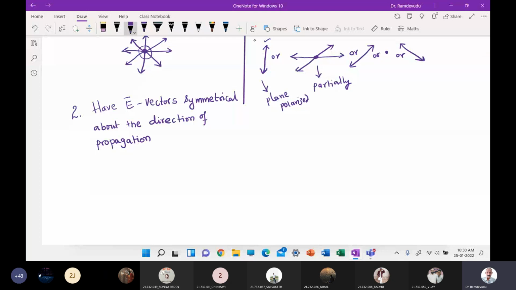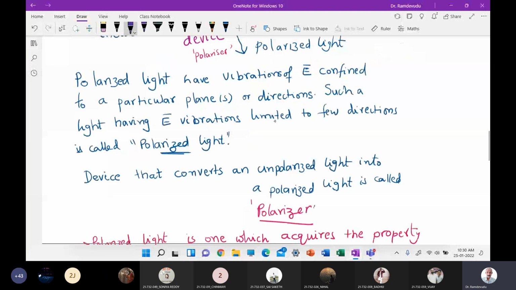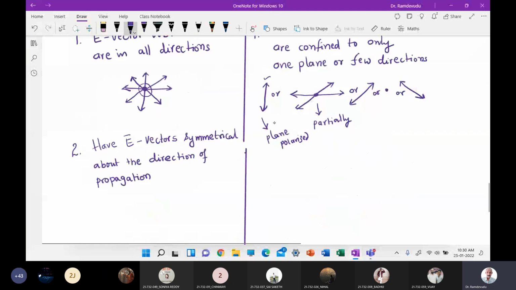But if you just go and look at this, this is the polarized one. Now I go for the unpolarized one. If you see, this is unpolarized. Unpolarized is symmetrical. Two I'll write here as have E vectors, have E vectors unsymmetric.